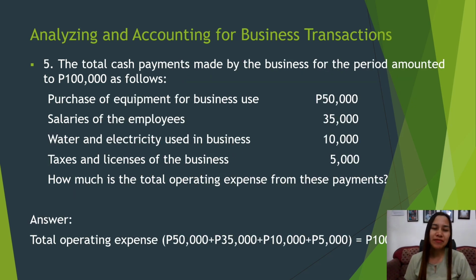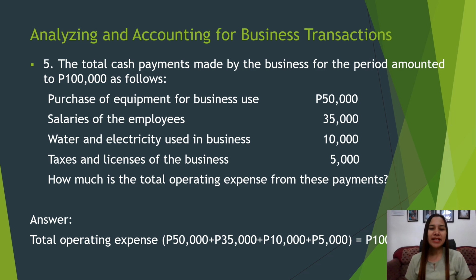Okay, we have here the fifth transaction. The total cash payments made by the business for the period amounted to 100,000 as follows. For the purchase of equipment for business use, the business paid 50,000. For the salaries of the employees, the business made a payment of 35,000. For water and electricity used in business, the business paid 10,000. For taxes and licenses, the business paid 5,000.